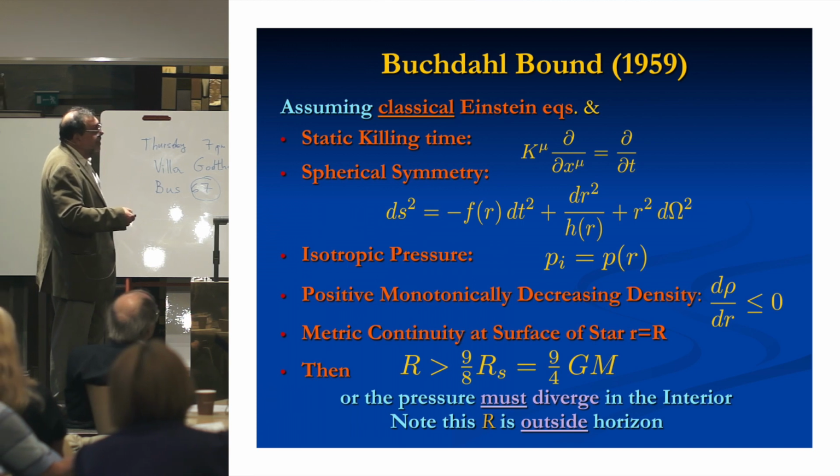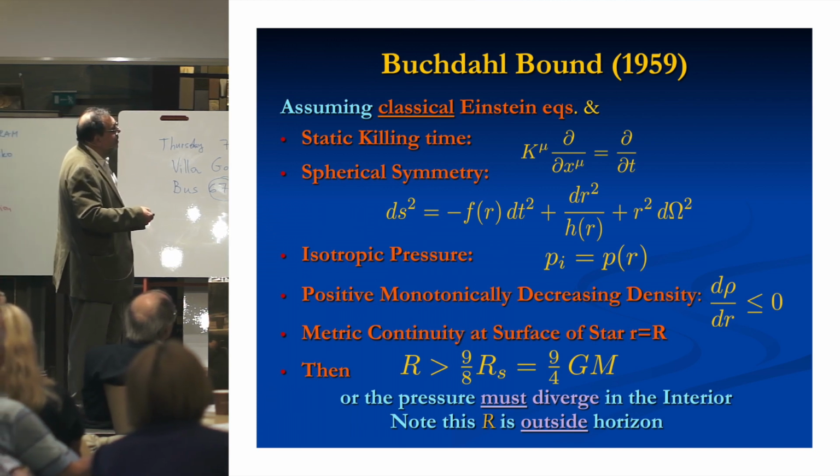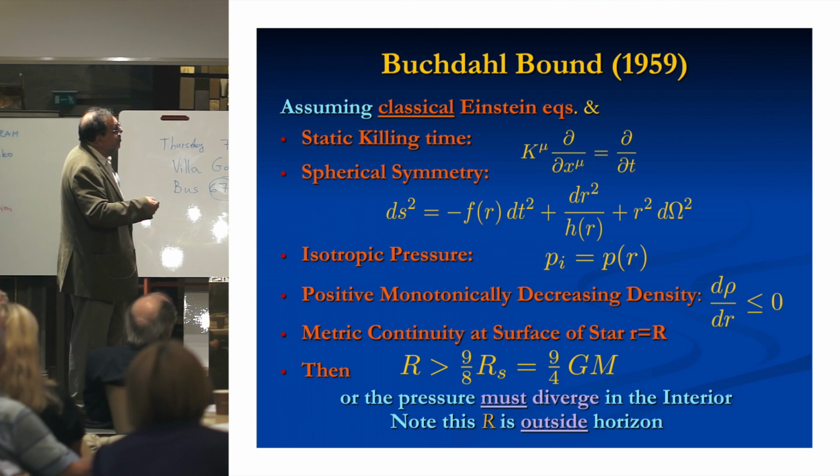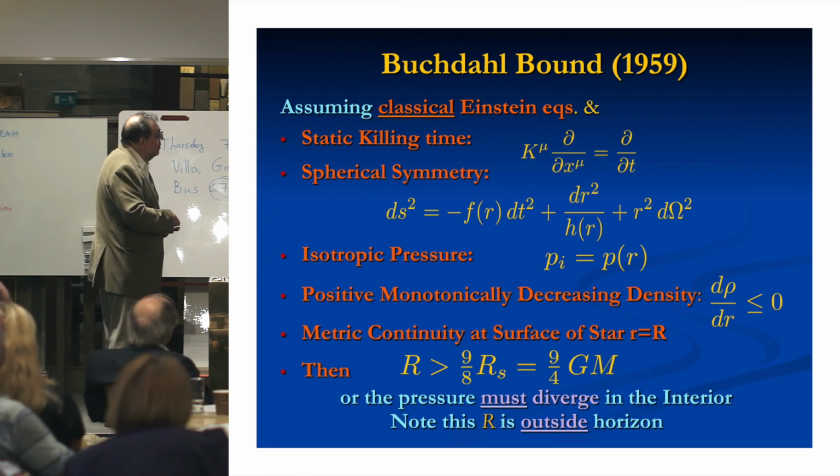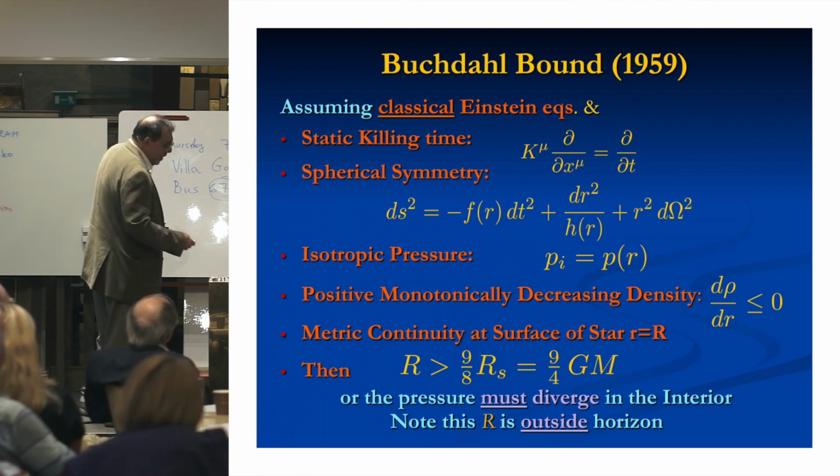Whatever the equation of state is, that's why this is a powerful theorem. It's assuming spherical symmetry, of course, but whatever the equation of state is, you have to have the radius be bigger than 9/8 the Schwarzschild radius, or you don't have a static solution in which the pressure is everywhere finite.